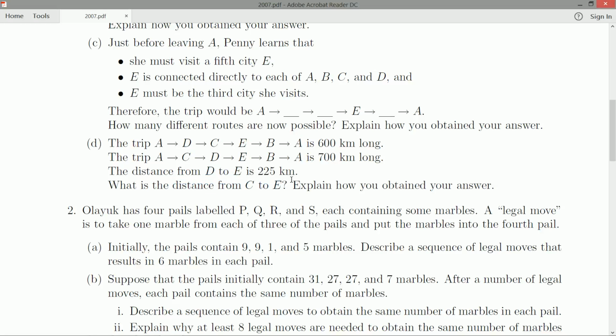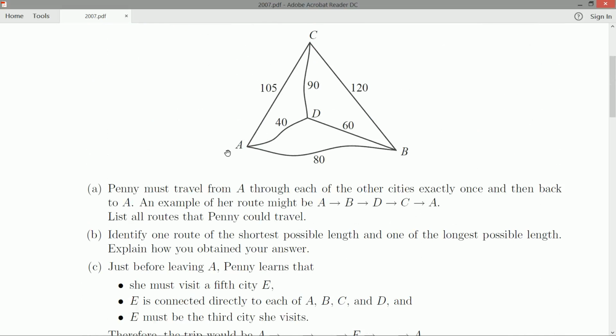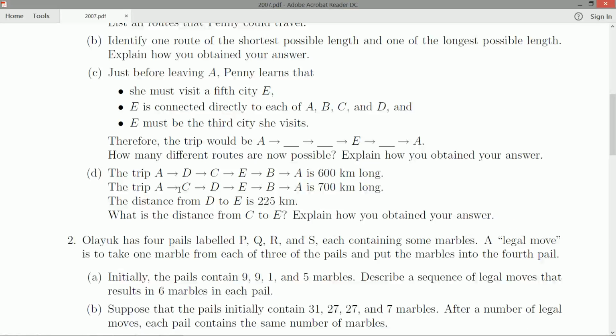Oh, okay. So I don't know most of these lengths. I know D to E, but I don't know, for example, E to A. I don't know E to B, and I don't know C to E. And the one I want is C to E. Okay.